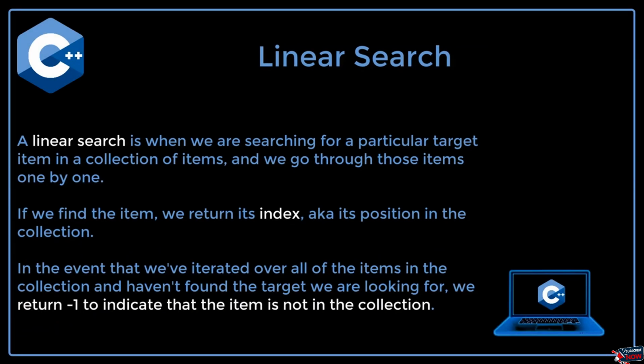In this video, we will learn about the linear search algorithm and how to implement it using C++ code. A linear search is when we are searching for a particular target item in a collection of items, and we go through those items one by one. If we find the item, we return its index, aka its position in the collection. In the event that we've iterated over all of the items in the collection and haven't found the target we are looking for, we return -1 to indicate that the item is not in the collection.